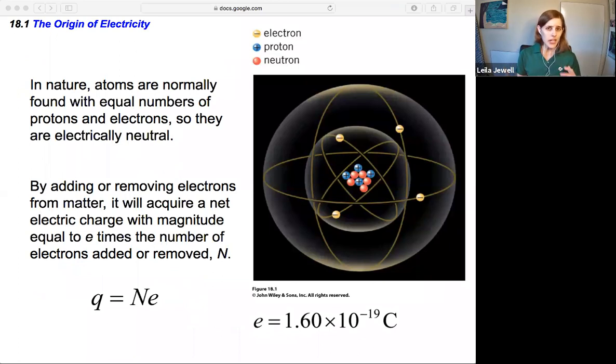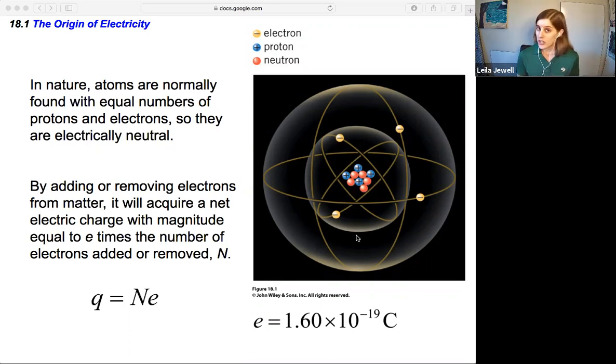And in nature, atoms are normally found with equal numbers of protons and electrons. So as long as you have an equal number of them, they have the same magnitude of charge, and so they're electrically neutral. They're stable, right? We notice in this picture, there are 4 electrons, and sure enough, there are 4 protons. And so it balances out to 0 net charge, right? Notice there are even 5 neutrons in here, and that doesn't make any difference because the neutron's neutral.